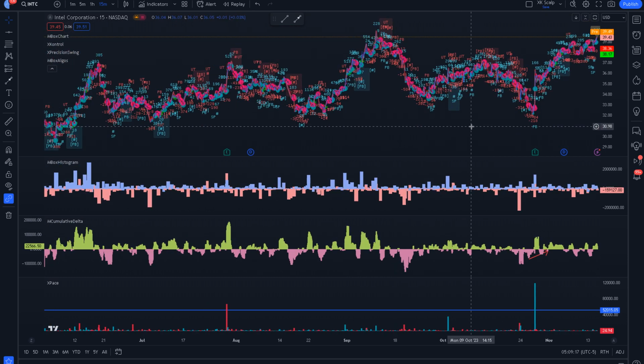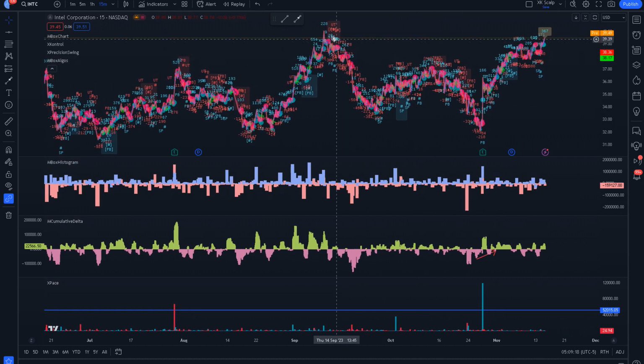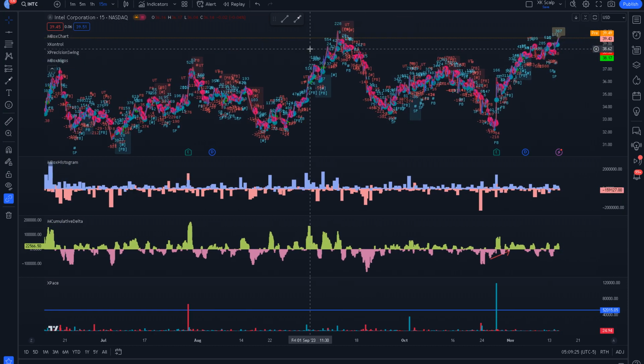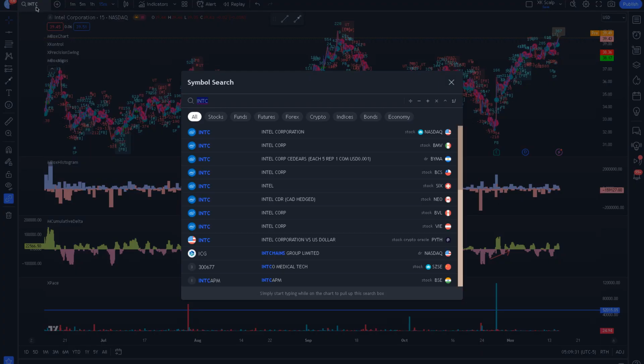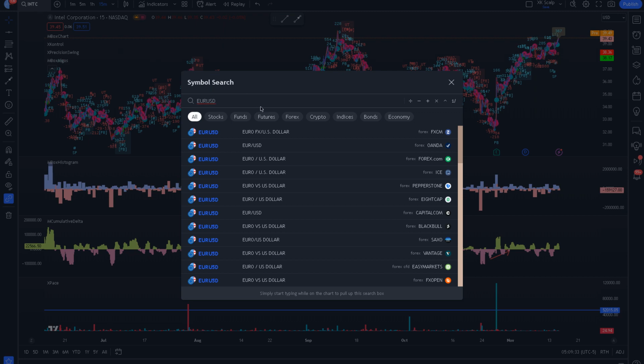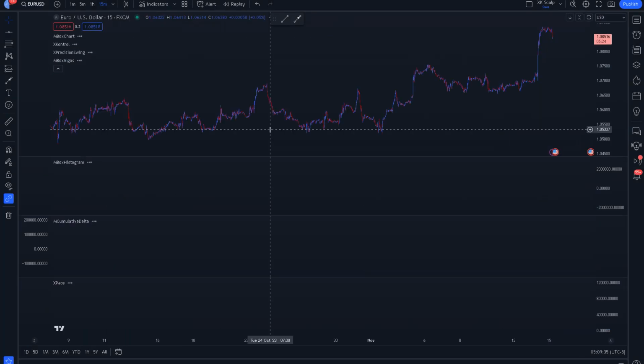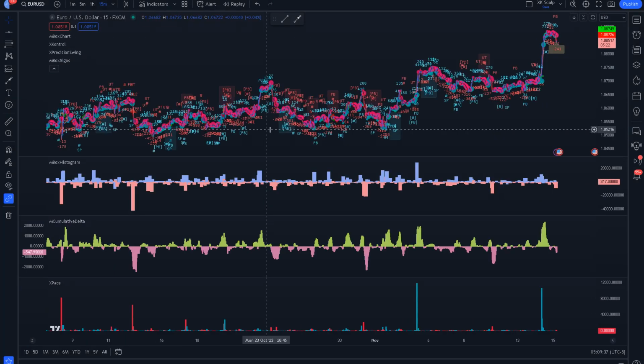If people are curious, how did I decide to exit? Well, I saw that we're approaching this congestion area. I thought I'll get out, take my profits, not get greedy. It's as simple as that. Let's continue. That was Intel. I've had people ask me about Forex, so let's take a look at Forex.